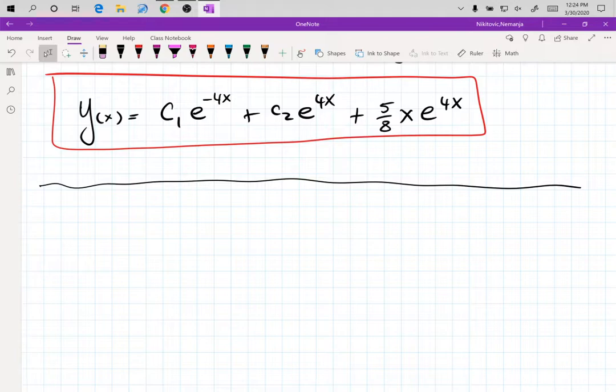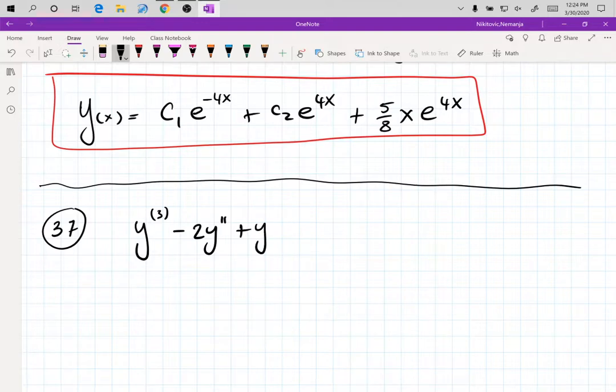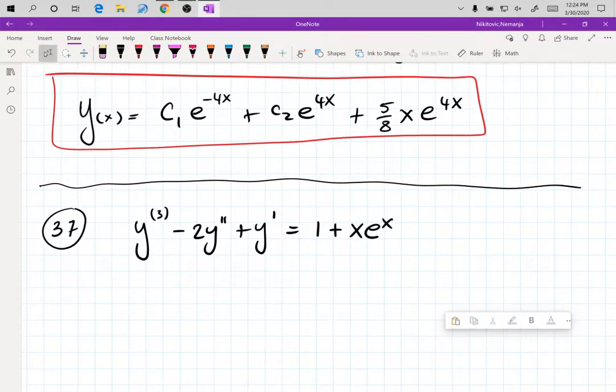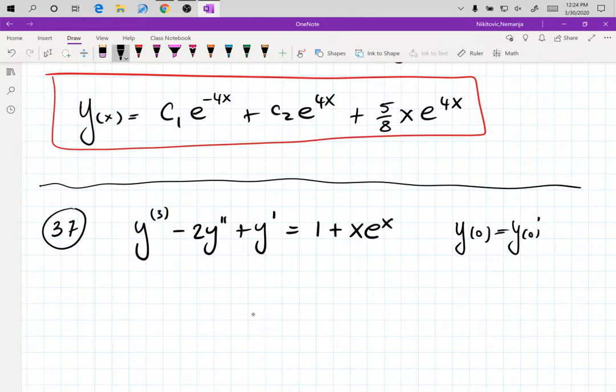So let's see something with initial point. Here, problem 37 is also third degree, so let's practice higher order and a whole bunch of stuff. So y to the third derivative minus 2y double prime plus y prime is equal to 1 plus x e to the x, and then initial conditions: y of 0 is the same as y prime of 0, which is 0. Y double prime of 0 is 1.